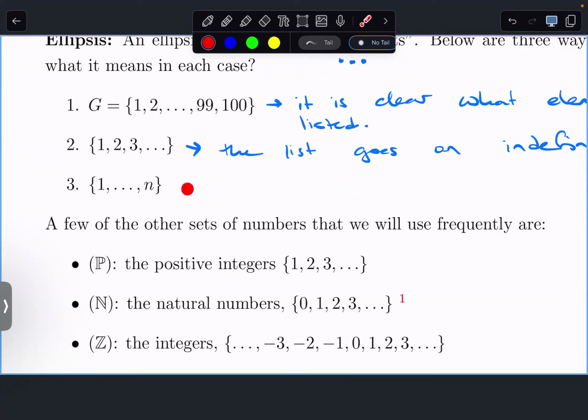The third one is very similar to the first one, but now we're going to some unspecified point. So here, n could just be 1, and then these ellipses don't do anything. It can just be a set of 1. It's allowing for any number of objects up until n.